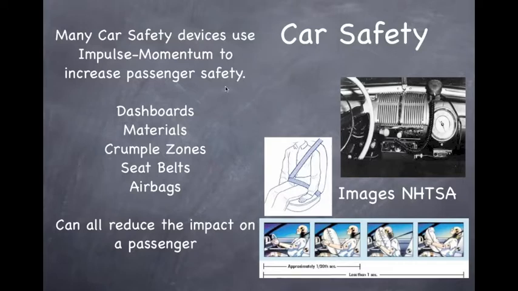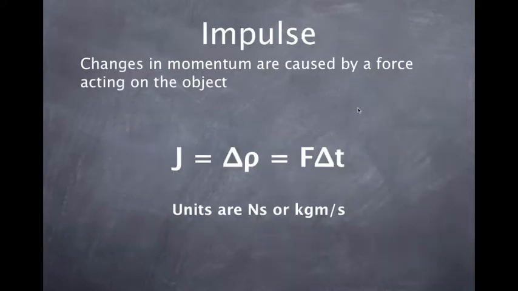So we take a look at dashboards, the materials that cars are made out of, the design called a crumple zone, seat belts, and airbags. All of these things are designed to increase the impact time. A dashboard was originally metal. Metal is not flexible at all, nor is it soft. The reason metal would hurt if you were to hit your head on the dashboard is that this time factor would be very, very small. If you have a small time factor, you have a large force value.